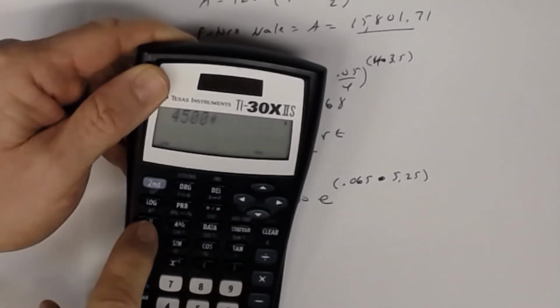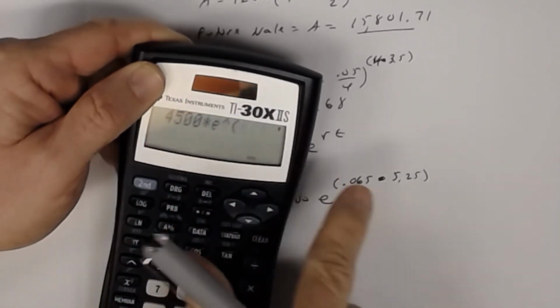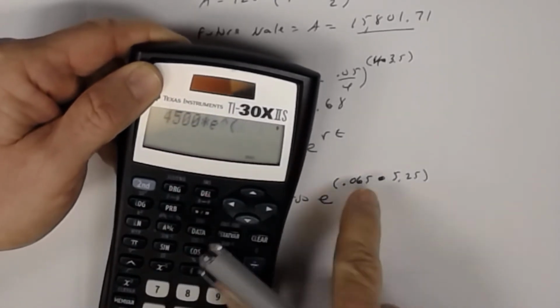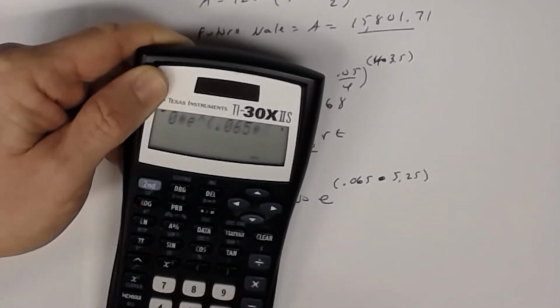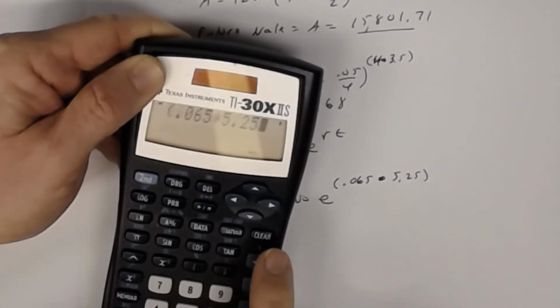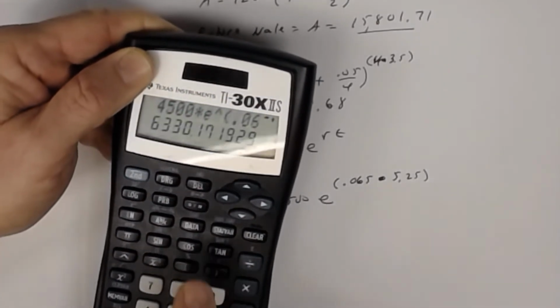So to get to mine, I got to press second ln. See, and you're going to raise. So your exponent is going to be this right here. So you can say 0.065. Don't forget parentheses. Times 5.25. Close the parentheses, and then press equal, and we get this amount.